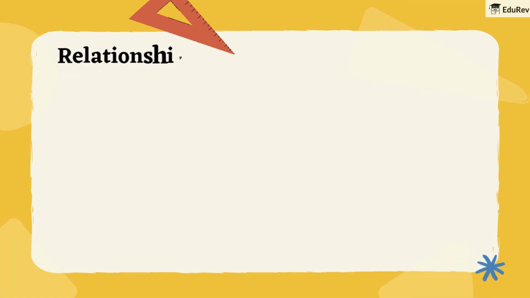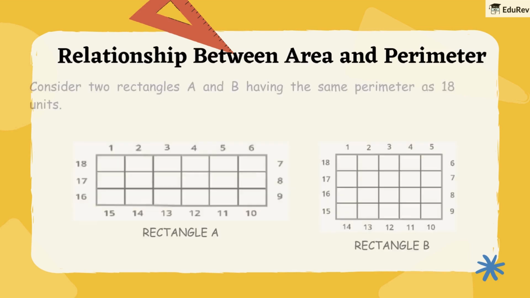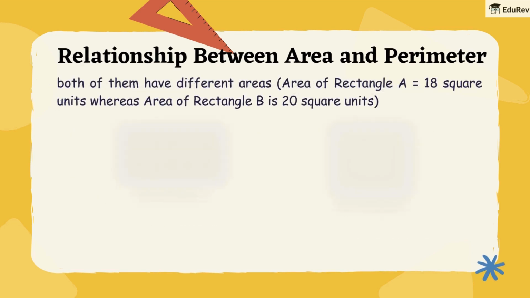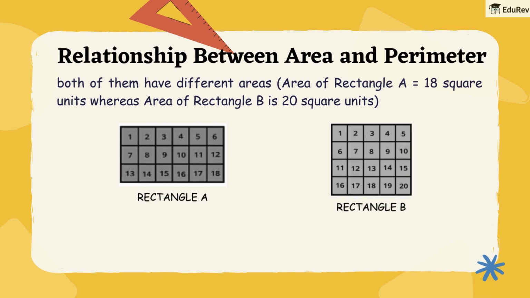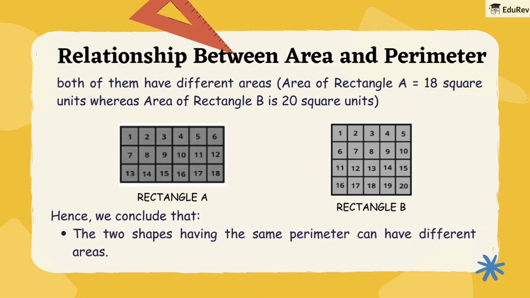Next, we explore the relationship between area and perimeter. Consider 2 rectangles, A and B, having the same perimeter of 18 units. However, they have different areas. The area of rectangle A is 18 square units whereas the area of rectangle B is 20 square units. This shows us that two shapes having the same perimeter can have different areas.